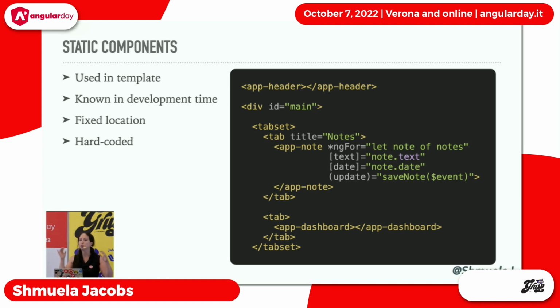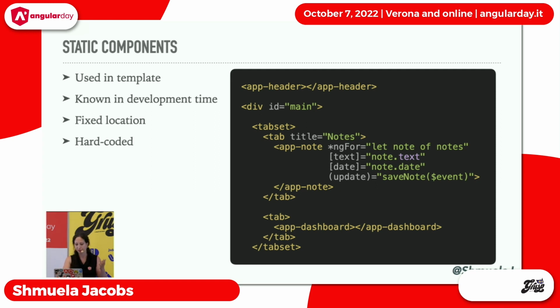And I have to pass all the properties and subscribe to the events here. So it's very hard coded, kind of hard coded inside the template, right? And this is fine for most of the application. It's okay. It's the right way to do this.